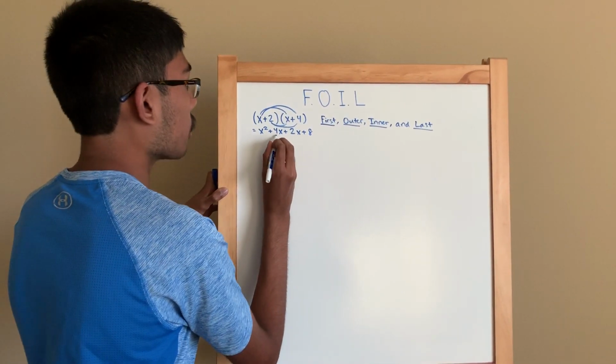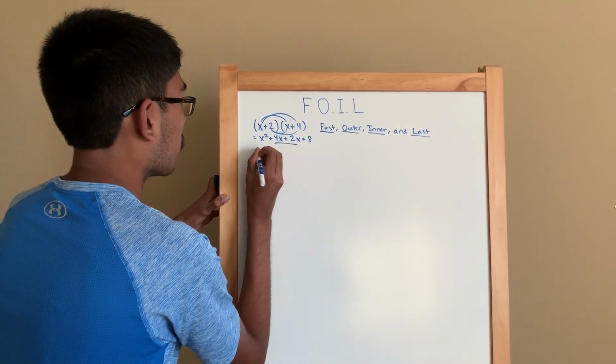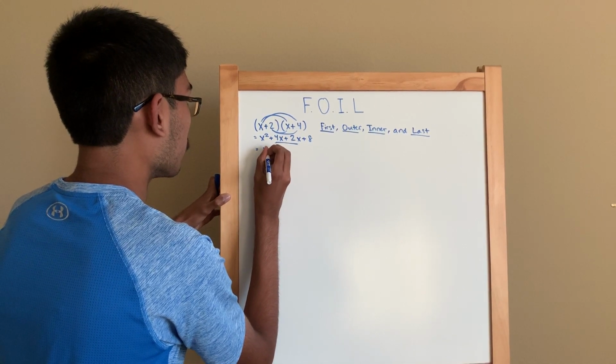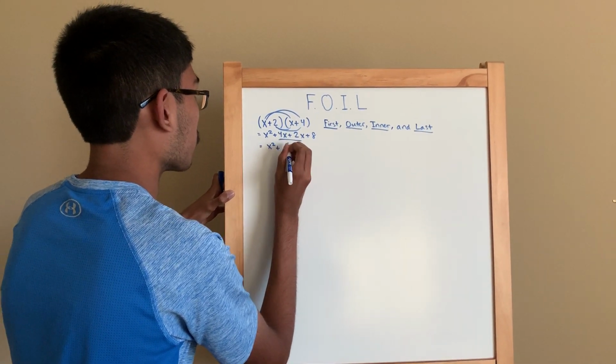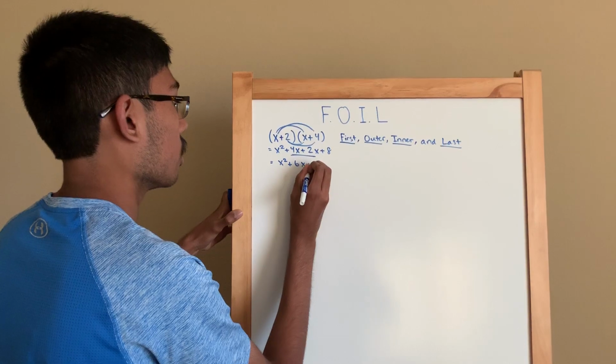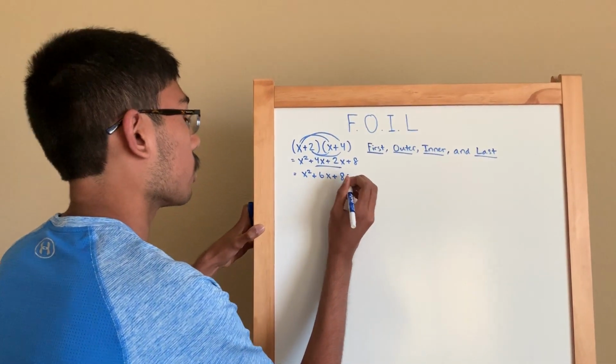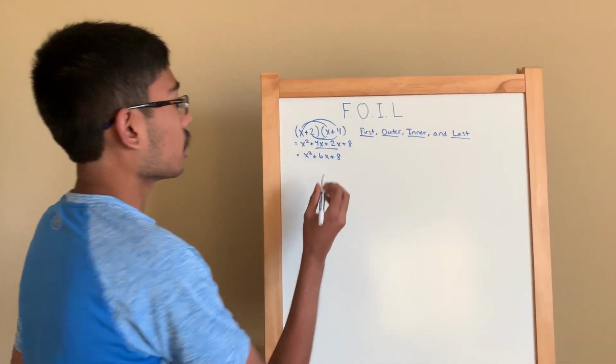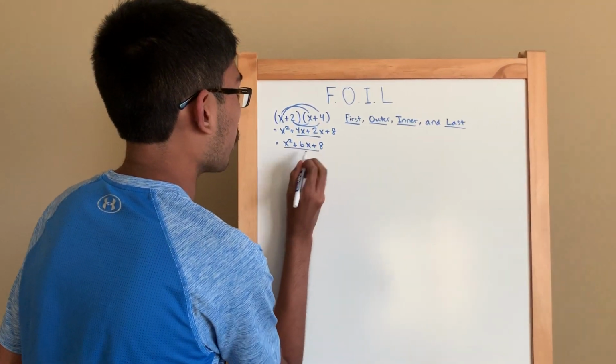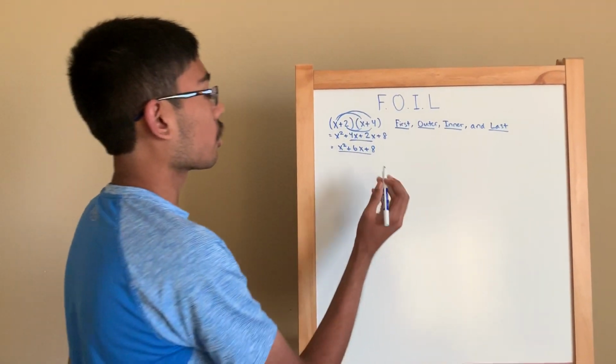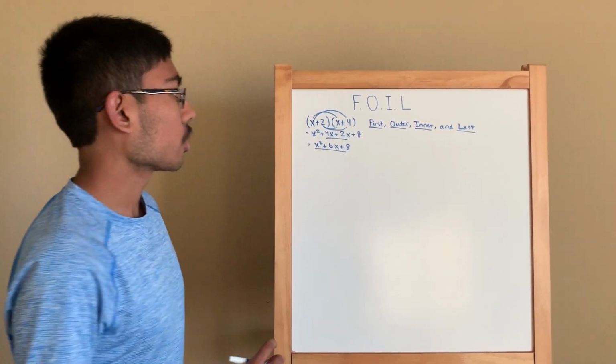Now as you see, you have two like terms. Then you can simplify this to x squared plus 6x plus 8. Now you see that we have a quadratic equation which we could graph and solve the domain and range for.